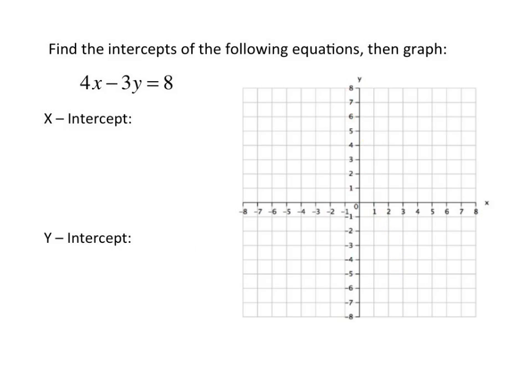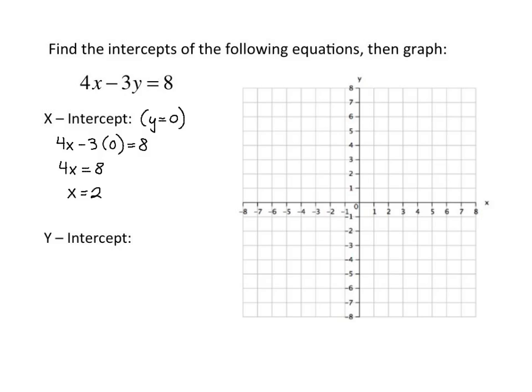So one more example. I'm again going to first find the x-intercept of this equation. I find the x-intercept by plugging in y equals 0. So if we set this up, the x-intercept will occur when I have 4x minus 3 times 0 equal to 8. 3 times 0 is just 0, and subtracting 0 does nothing, so I can jump right to 4x equals 8. In other words, x equals 2 is our x-intercept.